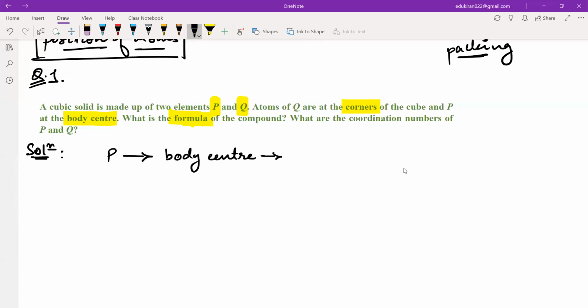And what is the contribution of the body center? How many body centers are there? First of all, tell me that. How many body center atoms can be there? Only one, right? There is one center of the body. That is why there can be only one body center atom. Yes or no? Multiplied by what is the contribution of each body center atom?